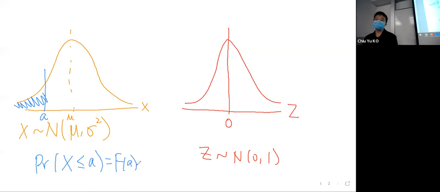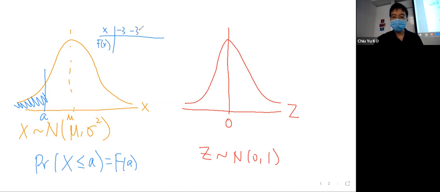Let me repeat the statement: you don't want to compute all the time. So in the old days, for each mu and sigma, I would have a table of F. What I mean is, say I have a number X and F of X, and you tell me -3, -3.1, -3.2, right?